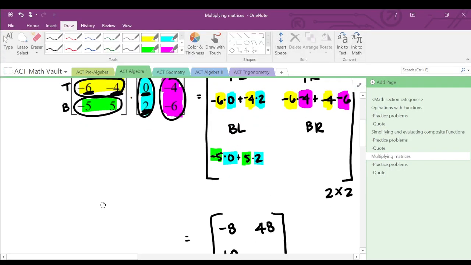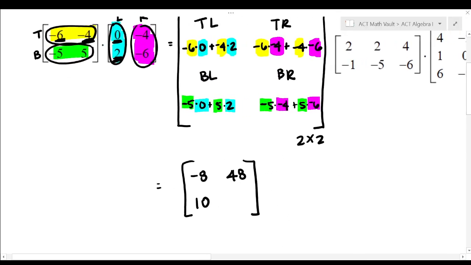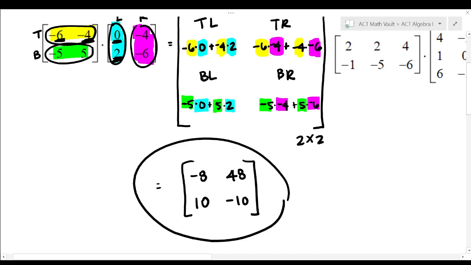That will be our bottom right. So we've got -5 times -4 plus 5 times -6, and -5, 5, -4, -6. Everything is accounted for, and it looks really good. This is going to be 20 plus -30 is -10. So this is my final answer.